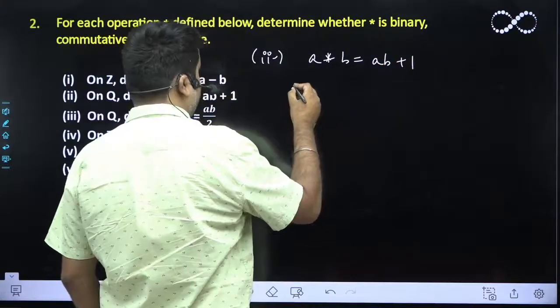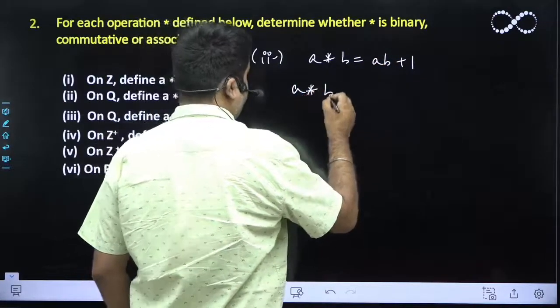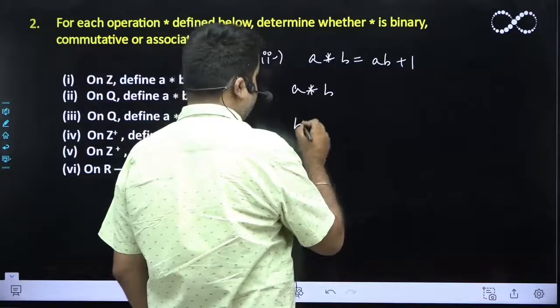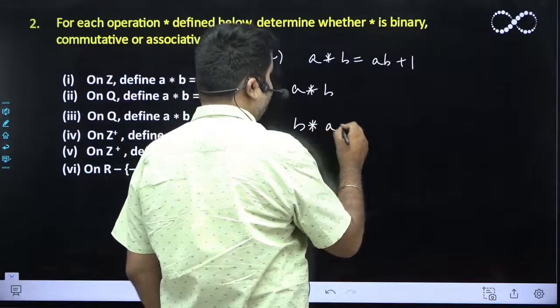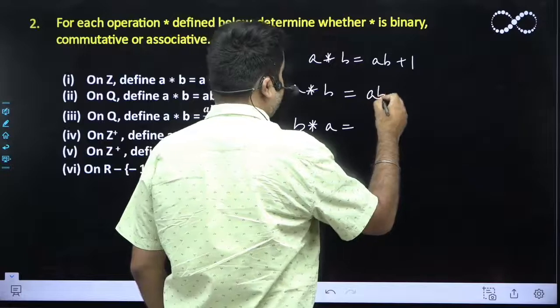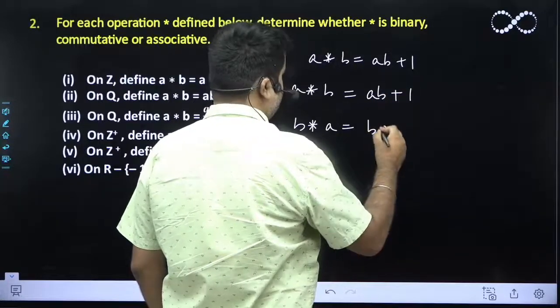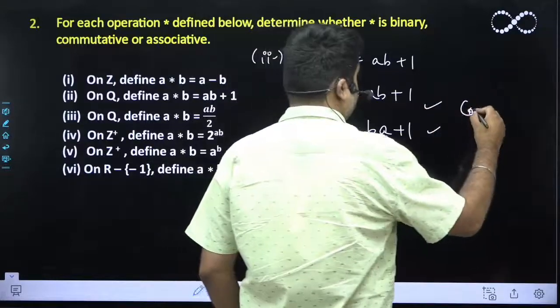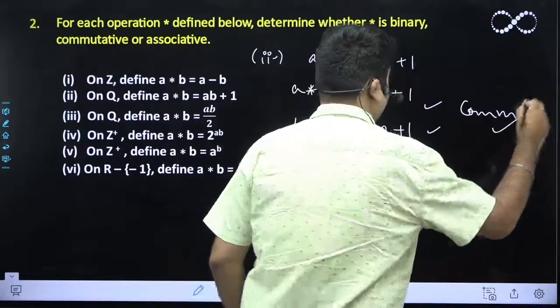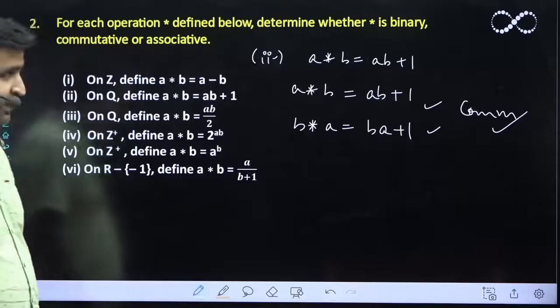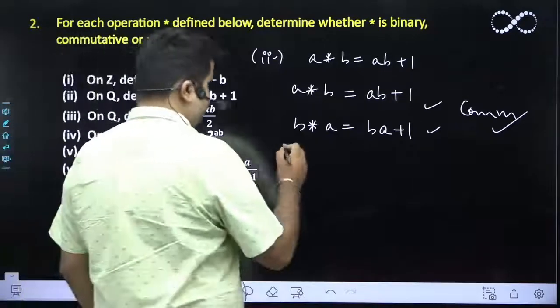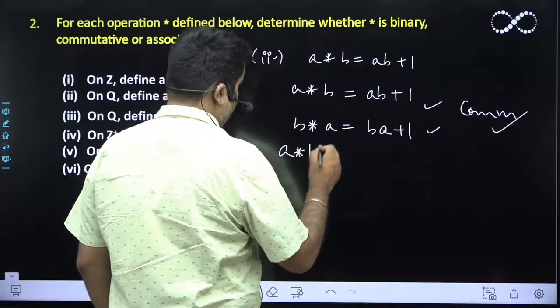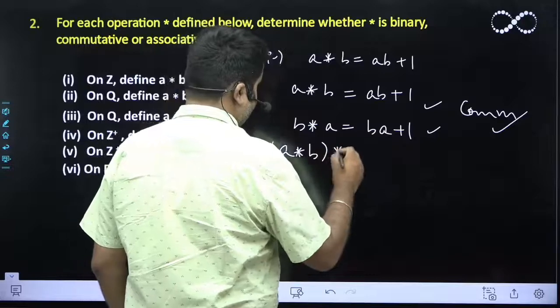So let's take A star B and let's take B star A. What are both the values? This is AB plus 1. This is BA plus 1. Both are the same. So this is commutative for sure. Right? Now let's check A star B star C.